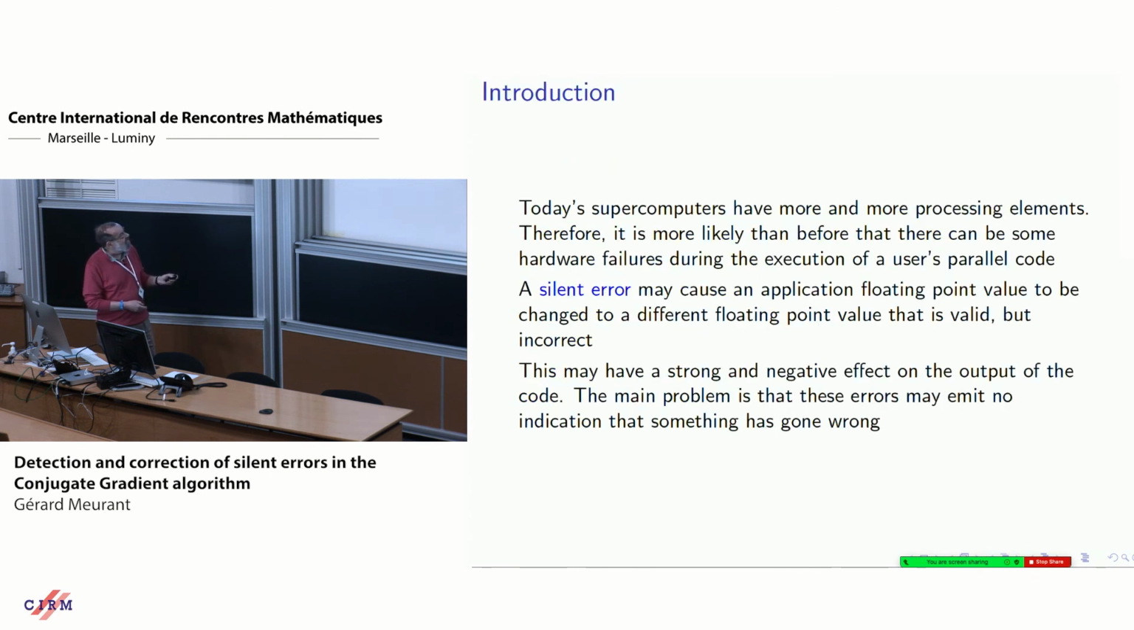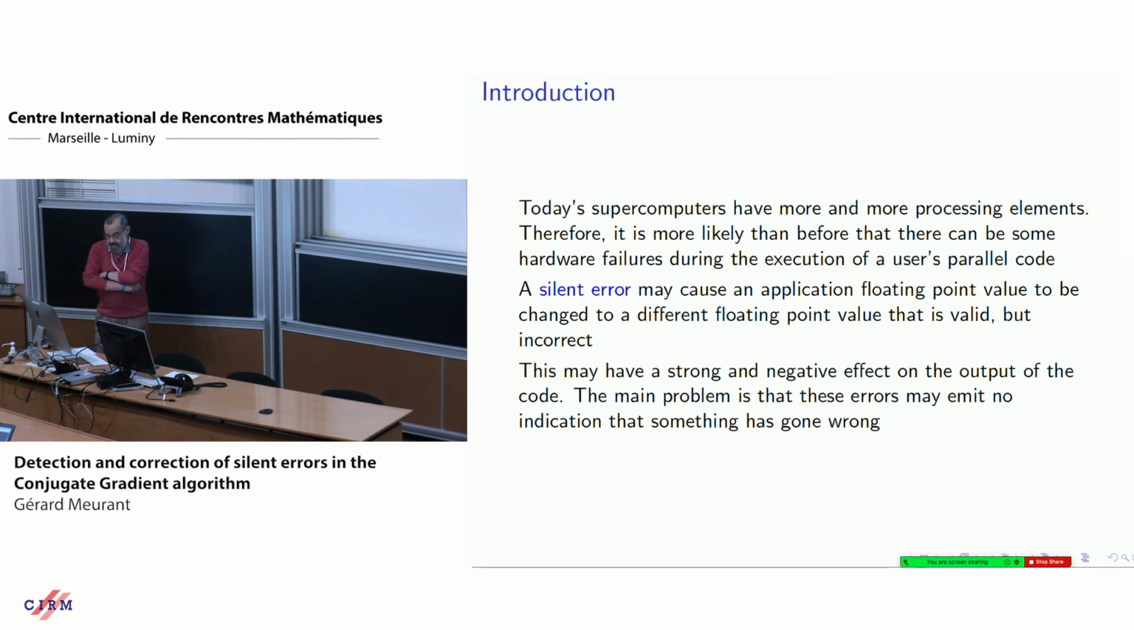Silent errors, which in fact may cause a floating point value to be changed to a different floating point value, which is also valid. And this could happen, for instance, from cosmic rays. Or cosmic rays are not the main cause, but the secondary particles that come from cosmic rays can eventually hit the silicon chips and make some kind of silent errors like that.